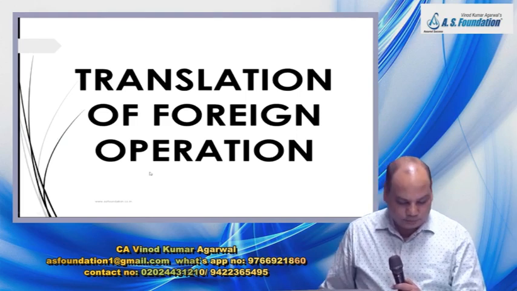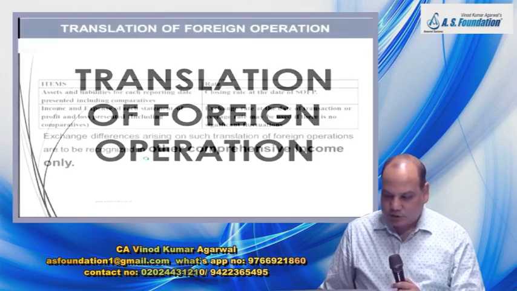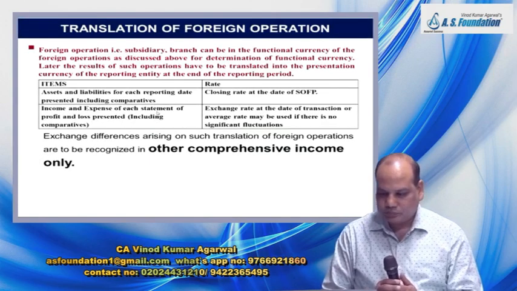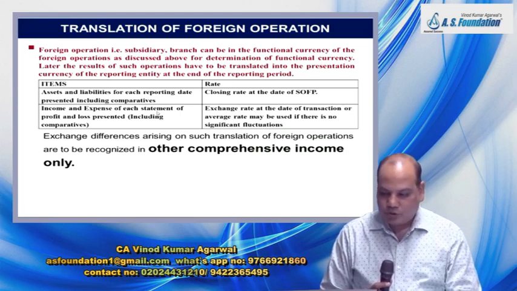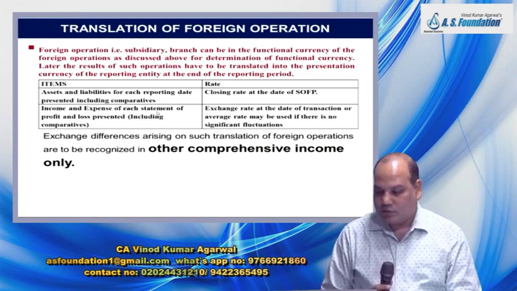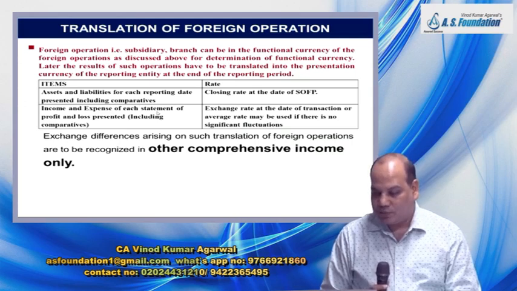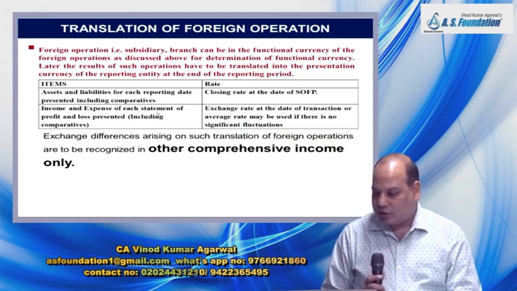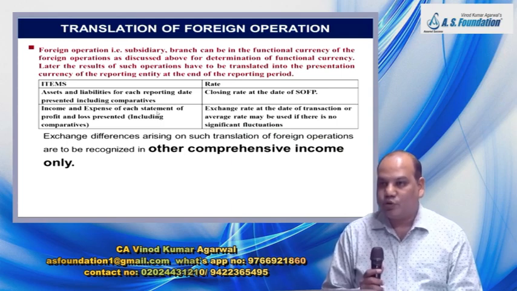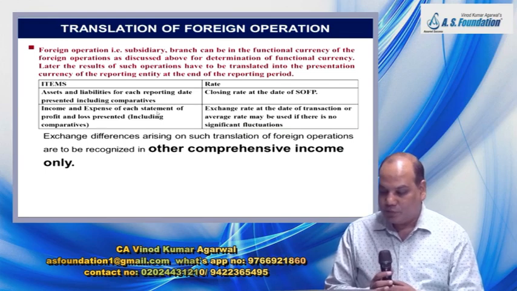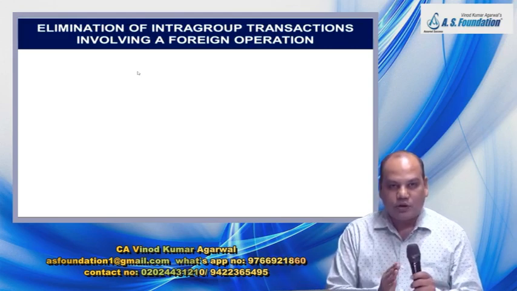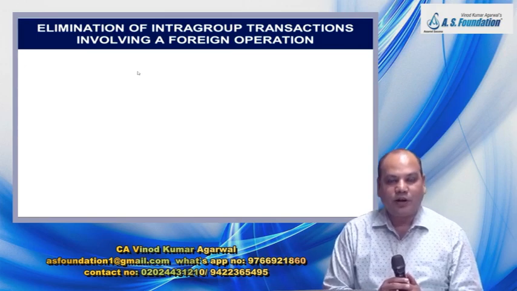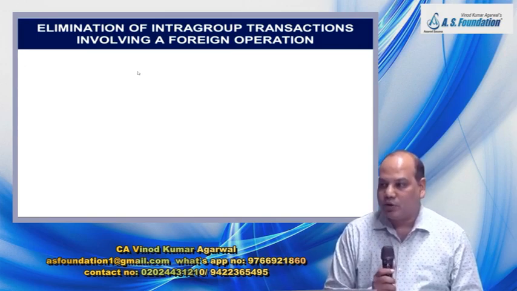So you have already discussed that. Now translation of foreign operation. Foreign operation, that is subsidiary, branch. Is it a repetition? Okay, just see the summary. Assets and liabilities: closing rate on the date of SOFP. Income and expense: exchange rate, alternatively average can be used if there is no significant fluctuation. Exchange difference will be recognized in other comprehensive income only. So that is about conversion of foreign operation financial statement into presentation currency of the reporting entity.